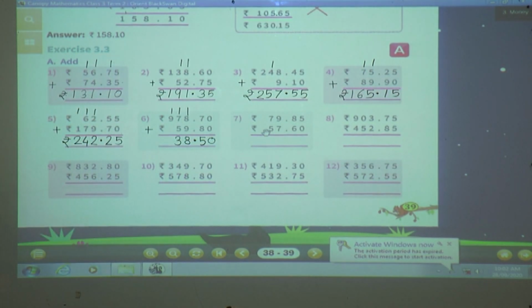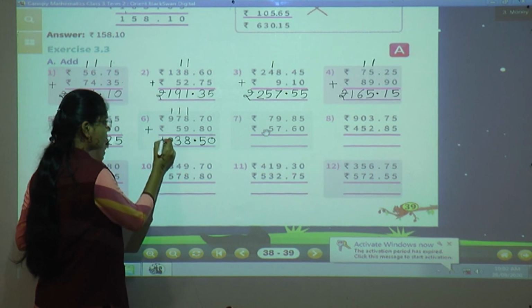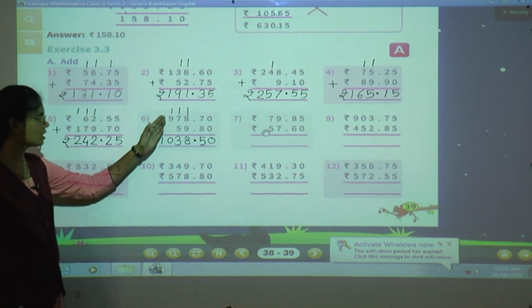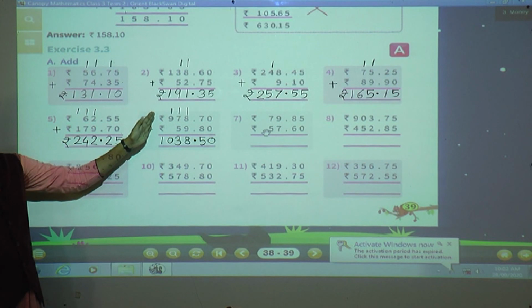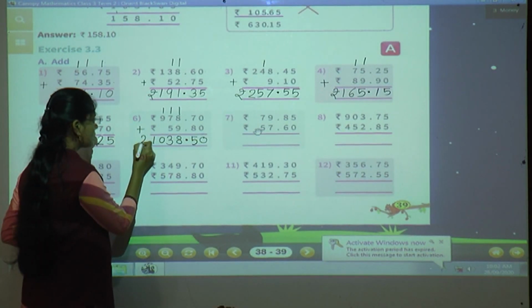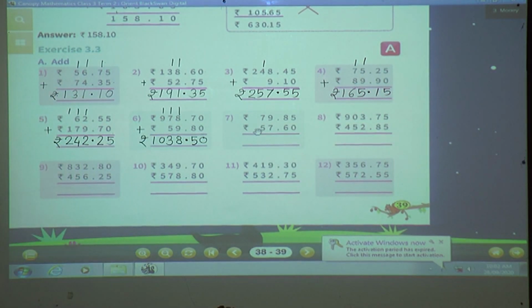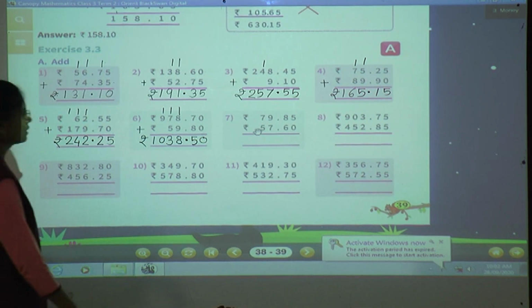Now see the next place. 1 plus 9, 10. Correct. So we'll write here 10. Don't give a carry because after 9 nothing is there. So we'll write 10 directly here and we will give a symbol of rupees. So what is the answer? Rupees 1038 and 50 paise. Okay, clear? Now we'll move to the next example, 7th number.